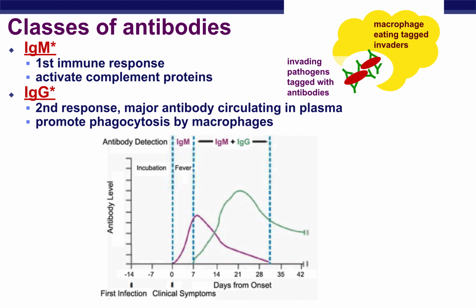So when you're taking antibody tests, they actually detect both IgM and IgG, but they're much better at detecting IgG antibodies.